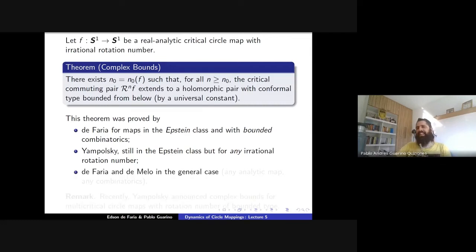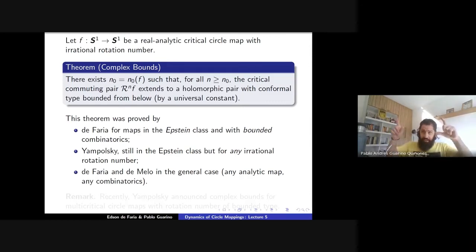And then later, I think this was in 2000, Edson himself and Wellington de Mello proved the general statement that I wrote here. So the theorem that you see on the screen, this is what I call the general case. And general means that you are just taking any analytic map, you are not requiring anything about how big are the domains of holomorphicity of the inverse branches, and also for any rational rotation number, because you can see up there that there is no restriction on the rotation number in our statement.